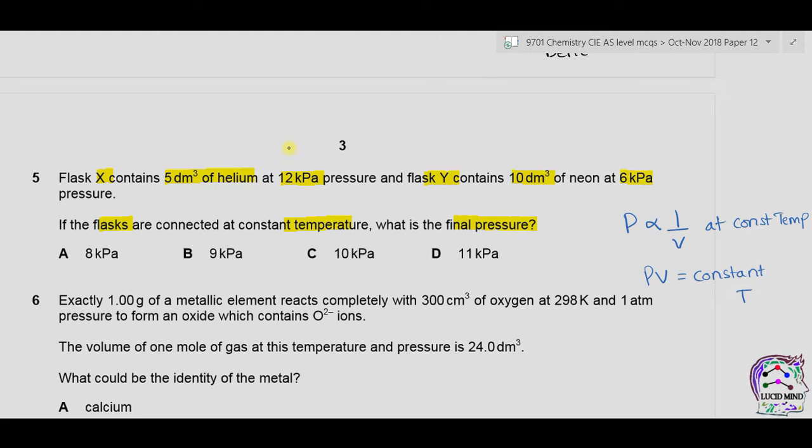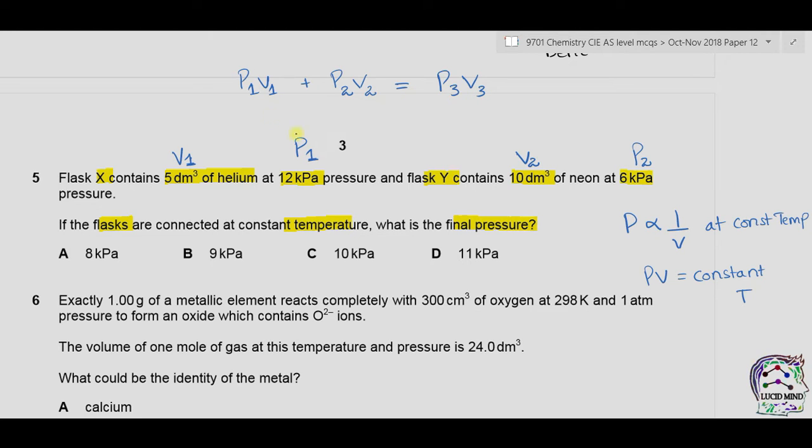For helium, the pressure is 12 kilopascals. We can take the pressure as P1 and the volume is V1. Similarly, for neon, we can take the pressure as P2 and volume as V2. Now, when both these flasks are connected, then the pressure will be P3 and volume will become V3. So we can write P1 V1 plus P2 V2. When connected, it forms P3 V3, where P3 is the final pressure and V3 is the final volume.